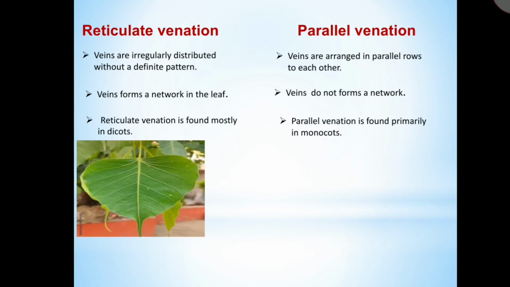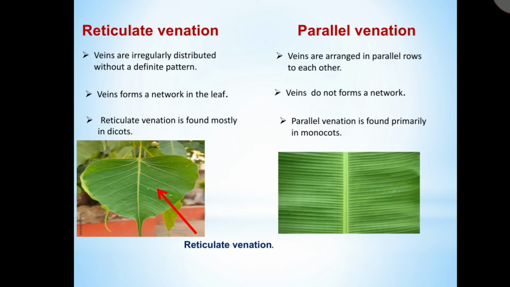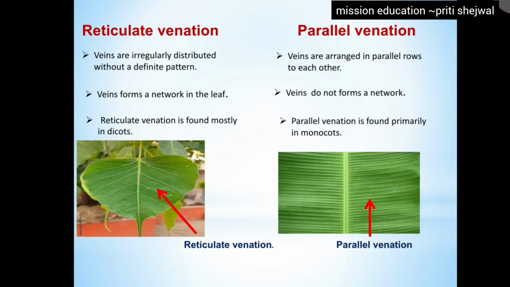Now look at the image. This is the image of peepal leaf, and the veins of this leaf are irregularly distributed without a definite pattern. Here the veins form a network. So this is called reticulate venation. Now look at this image. This image is of banana leaves. Look at the veins of banana leaf. Its veins are arranged in parallel rows to each other. It does not form a network. The vein runs parallel from midrib to the leaf margin. This is the example of banana leaf.